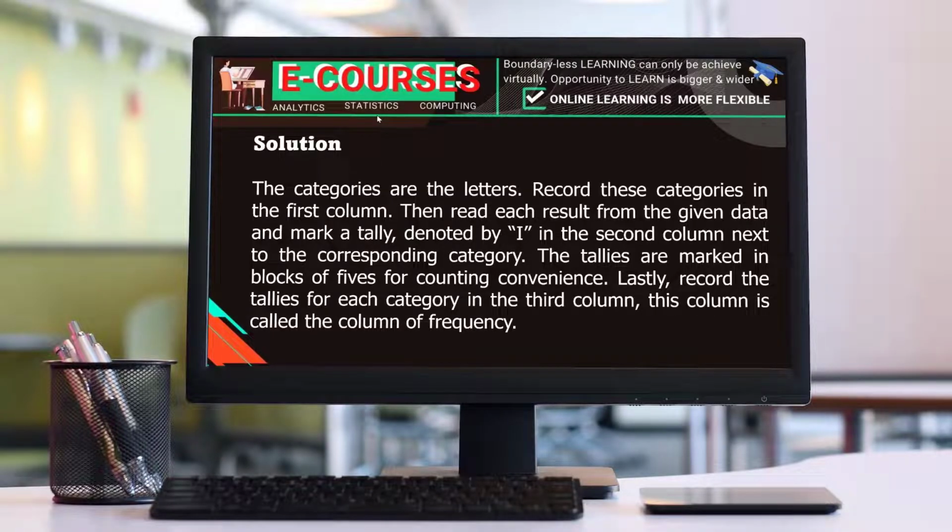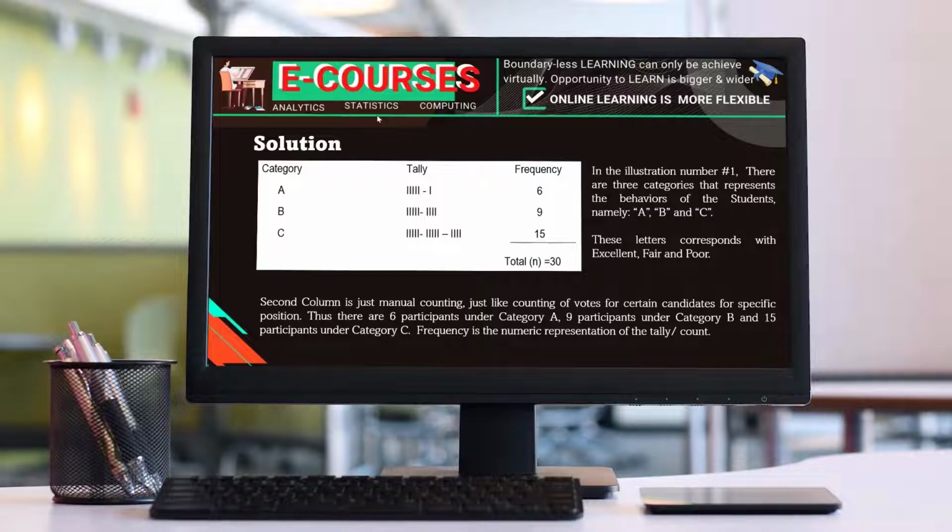Alright, so in the illustration number 1, there are 3 categories that represent the behaviors of the students, namely A, B, and C. These letters correspond with the excellent, fair, and poor.